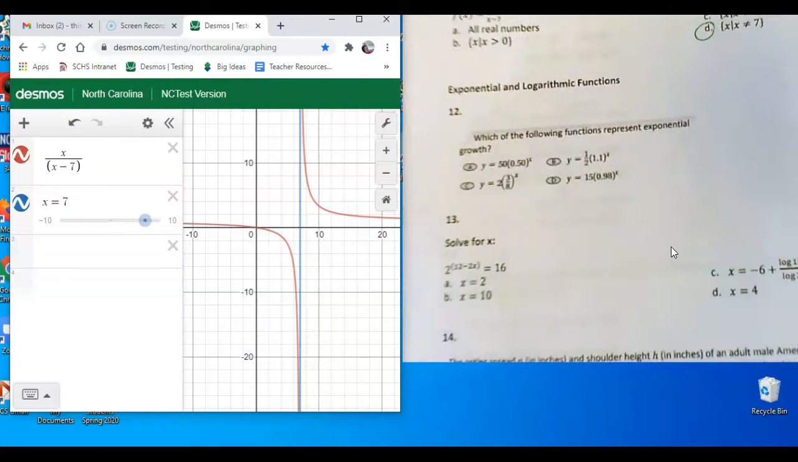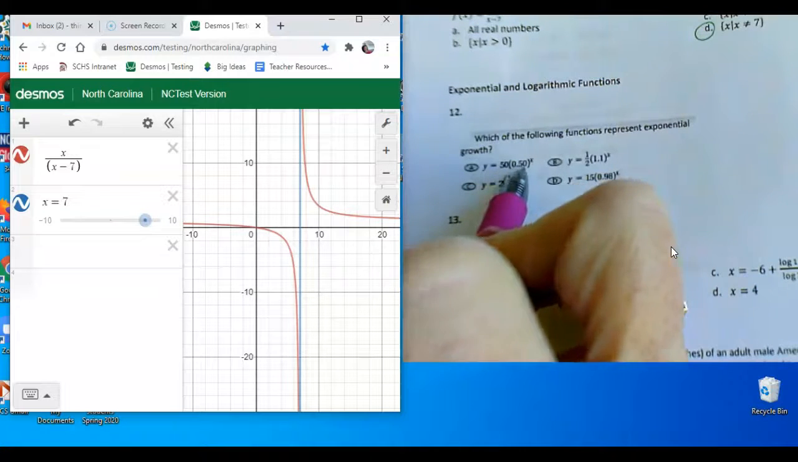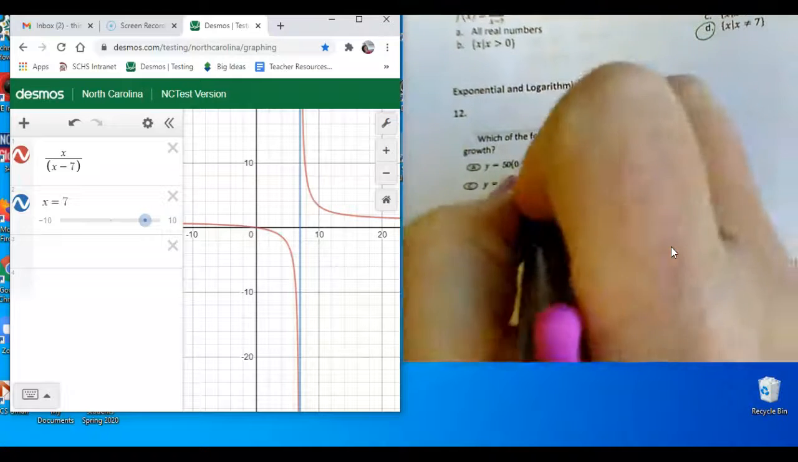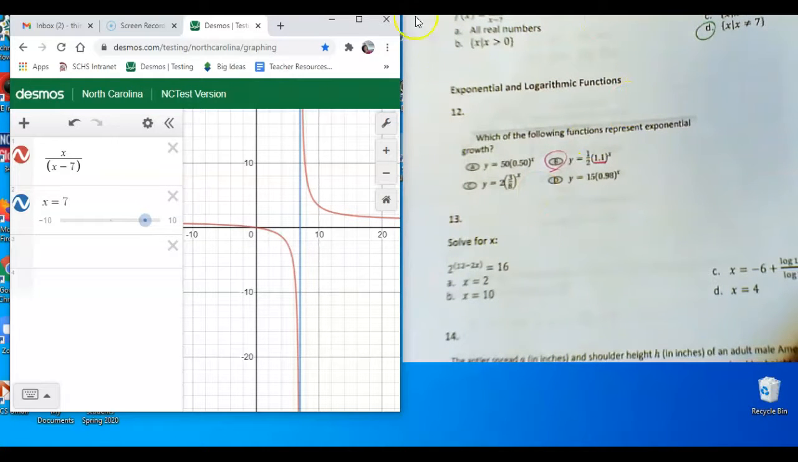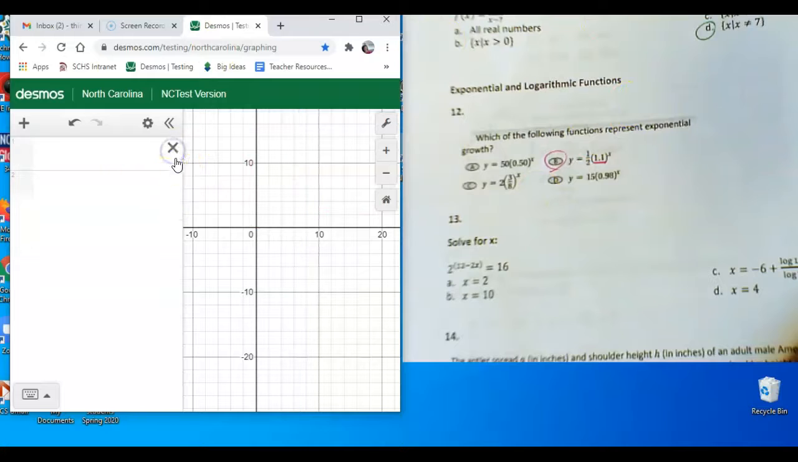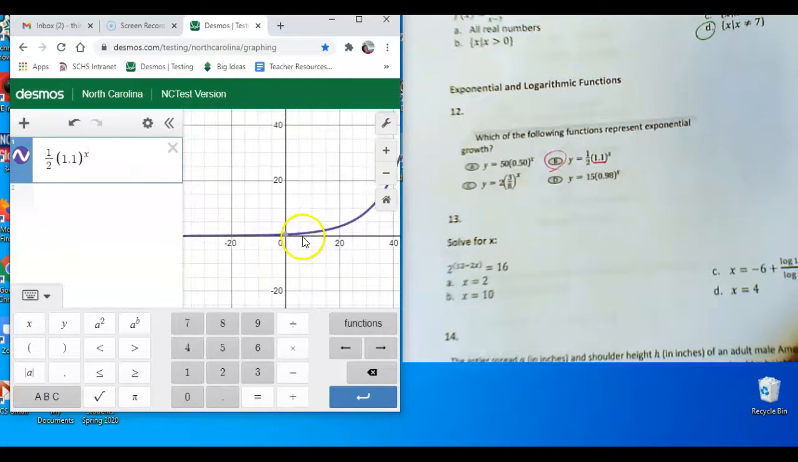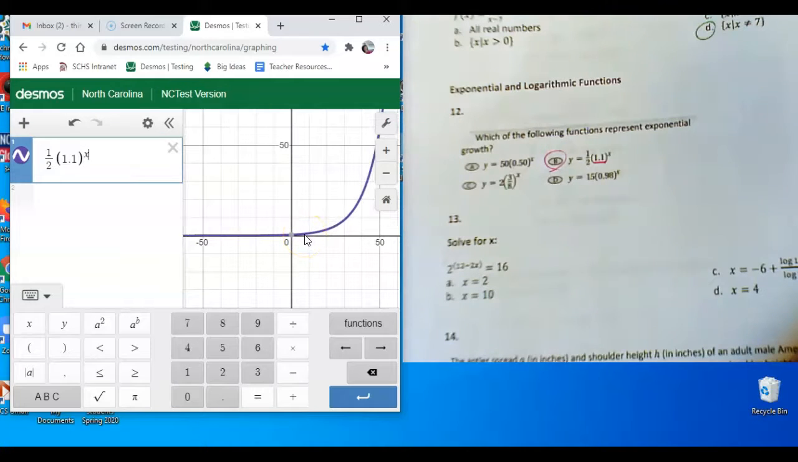Alright, number 12. Which equation represents exponential growth? You can graph those to determine which one gives you exponential growth. I will remind you, if you look at the values in the parentheses, you want those values to be bigger than 1. The one that's bigger than 1 is this one. So it appears that our answer would be B. If we do graph that, we would have 1/2 times 1 plus 1. That does need to come outside of that fraction to the X. And I can look at that and I can tell that that is growing, so that one must be correct.